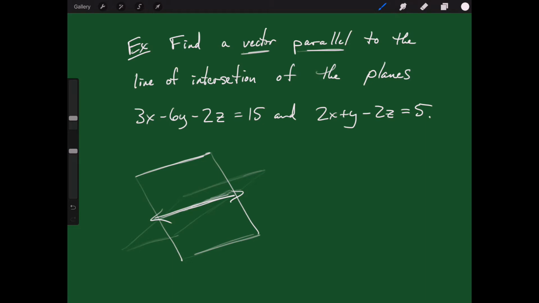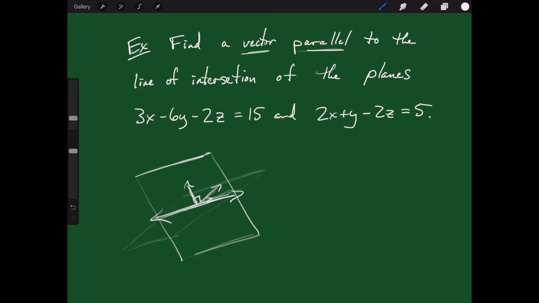Not a lot. I know their equations, but because of their equations, I also know normal vectors to each of those planes. So the first plane has a normal vector coming straight out of it that is perpendicular to the first plane. And then the second plane has a normal vector coming out of it that's perpendicular to the second plane. Well, what if I was able to find a vector that was perpendicular to both of the normal vectors?